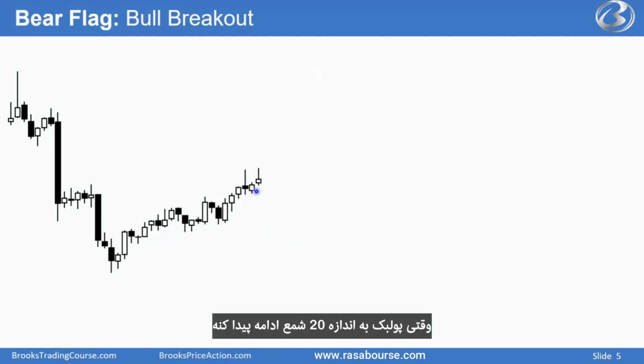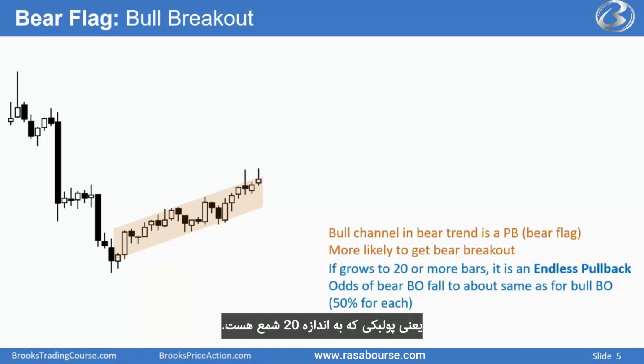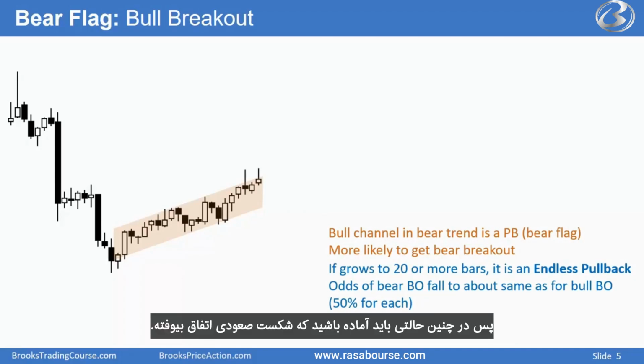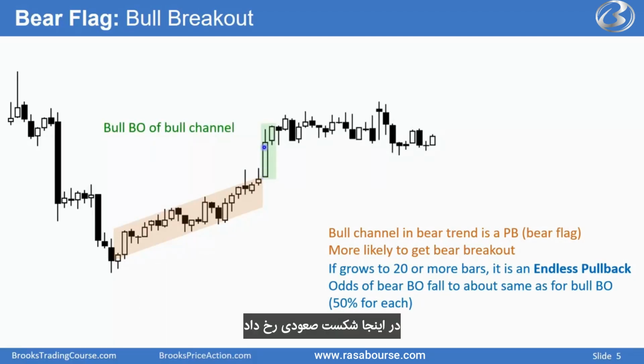Once the pullback has 20 or more bars in a very tight channel like this, 50-50 chance you're going to get a bull breakout of the bear flag. I call it an endless pullback once it hits 20 bars. So you got to be ready for that bull breakout. And here we have a bull breakout and a follow-through bar. Probably we'll get at least a second leg up.